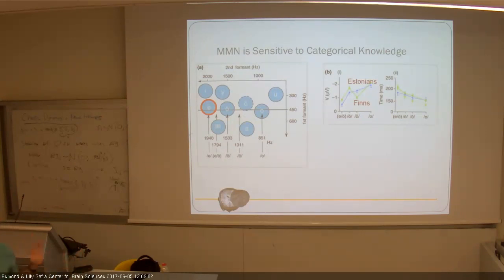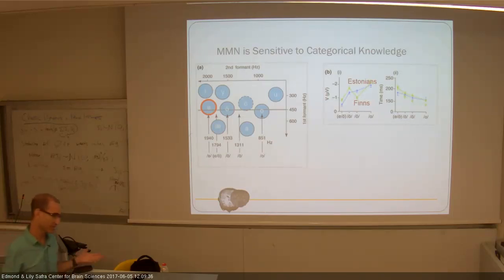Apparently there was some deviance in this sequence of sounds. What you see here is the amount of negativity, the mismatch negativity. And what you see is that for the Finns, this is different. It elicits the mismatch negativity, but not for the Estonians. Even though it's acoustically the very same sound, the same difference, if you measure it, you can see it. But for the Estonians, they just see it as belonging to the regular category, not as a deviant.